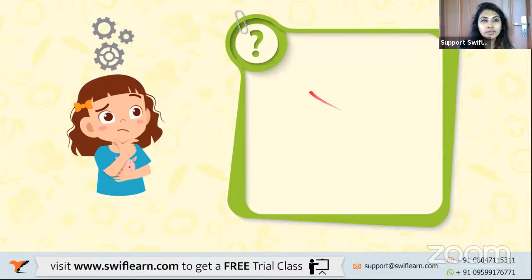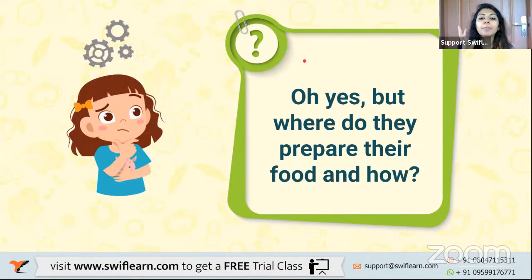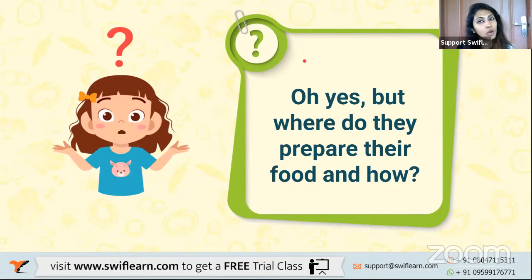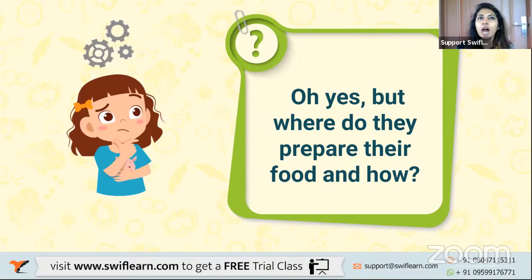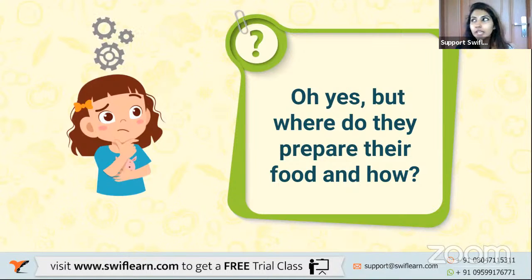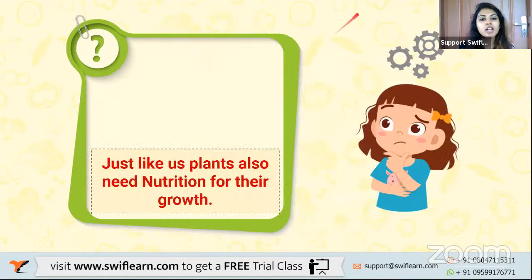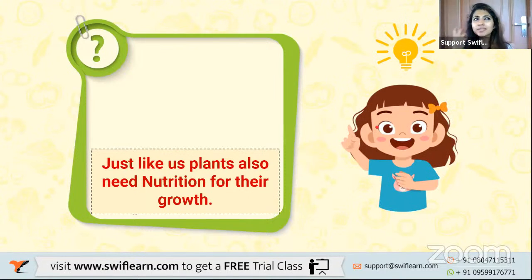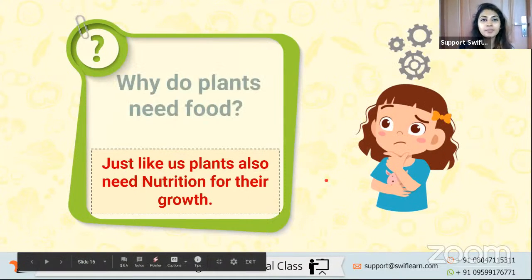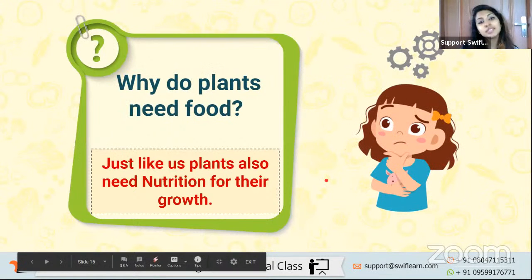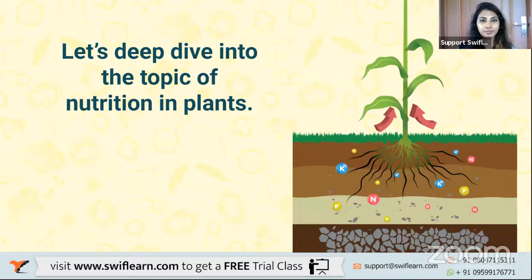Now, moving on, where do they prepare their food and how? So now we know that plants prepare their food. But how do they do it? Where do they do it? We do it in the kitchen. But plants, where do they do it? Let's get into it. Just like us, plants also need nutrition for growth. We get nutrition from plants. So where do plants get their nutrition? Let's get into it. Why do plants need food? Just to get nutrition. So now we will go deep into the topic of nutrition in plants. This is where we will see how plants get nutrition.